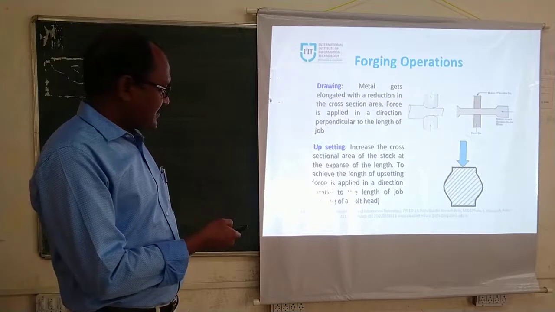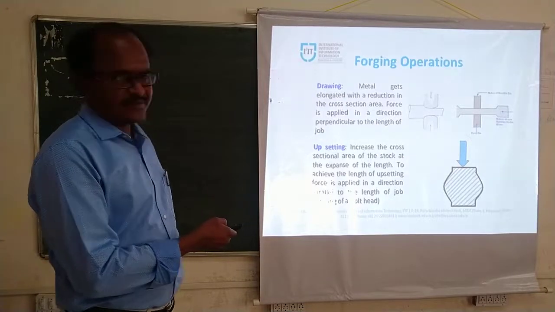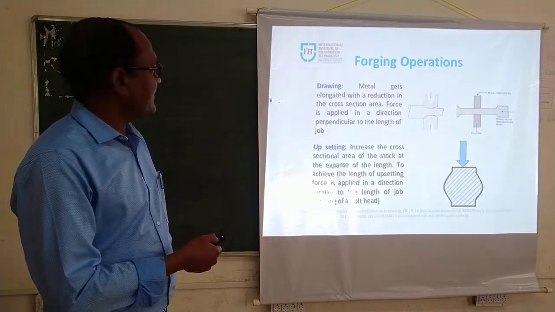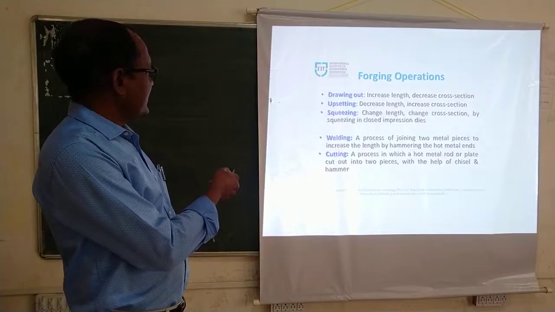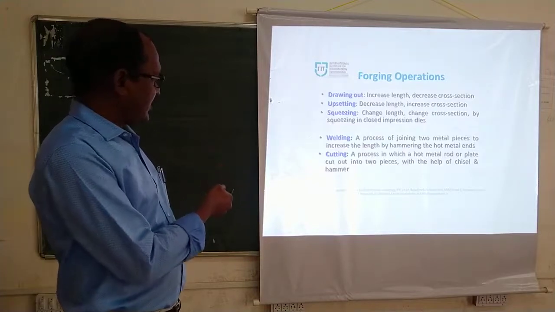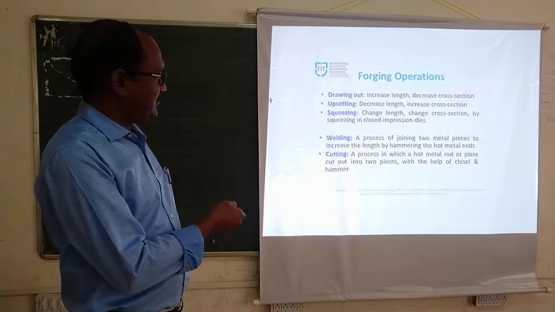In this case this is upsetting, means length is reduced, cross-sectional area is increased. That is the upsetting operation. Then this is welding. Welding means what? Process of joining two metal pieces to increase the length by hammering the hot metal ends.